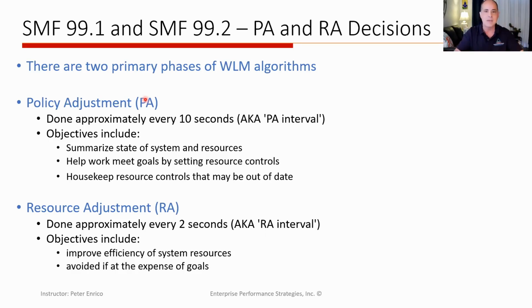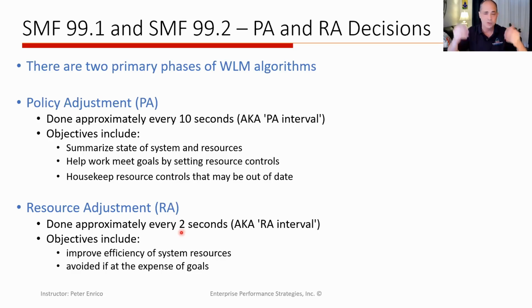When a goal is being missed, it's the policy adjustment algorithms that adjust the settings that cause the goals to be met, or WLM changes something in order to meet the goals. And that happens every 10 seconds. And then we have what's called resource adjustment, which happens every 2 seconds. What resource adjustment algorithms are all about is to improve the efficiency of the processor resources.